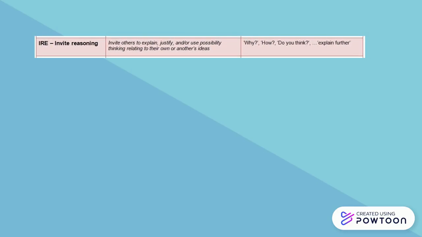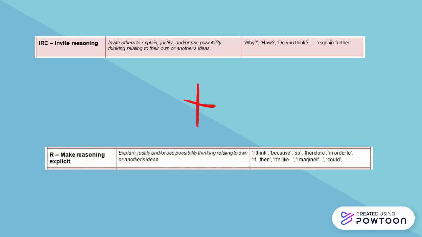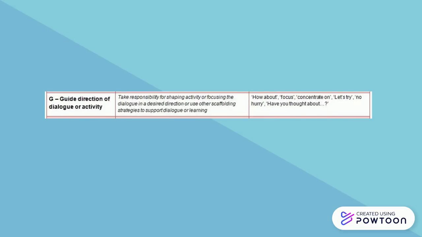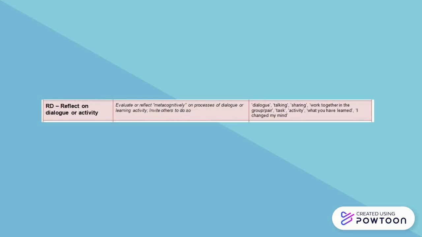For example, you might choose to focus on IRE and R, looking at invitations to reason that come from other students or adults, and the ways in which students respond to this invitation by demonstrating their reasoning. You might choose to focus on the ways in which you, as a teacher, guide and shape the dialogue in your classroom by focusing on the code G, Guide Dialogue or Activity. Or, you might choose to focus on code RD and ask your students to reflect on their own dialogue, collaboration, or group work.